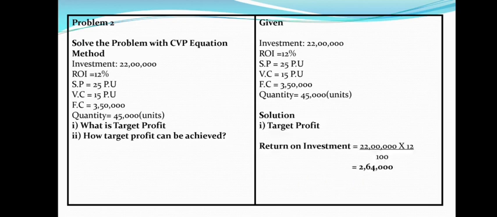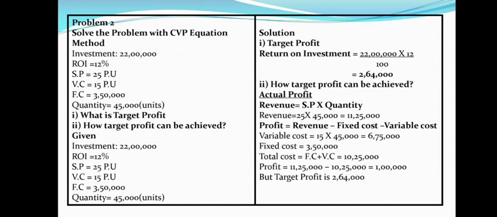So we need to find 12% of the investment, and the investment here is 22 lakhs. So 12% of 22 lakhs is 2 lakhs and 64,000. So that will be considered as target profit. So now we have to find the actual profit, then how many units we have to sell extra to get the target profit. So now we are going to find the actual profit by using the same formulas.